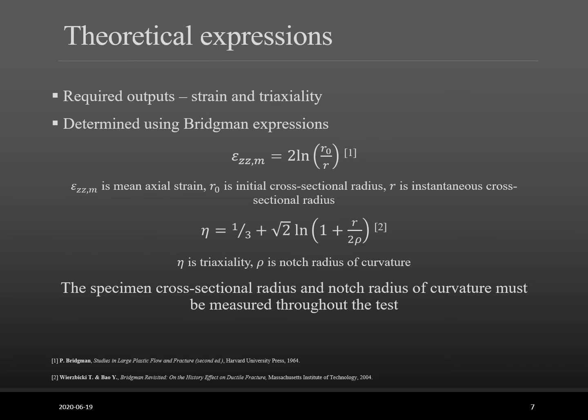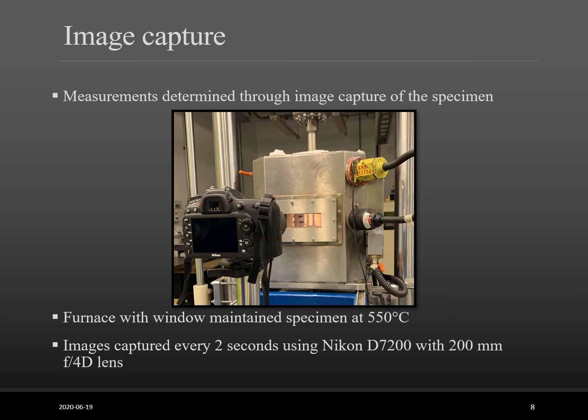The required outputs from the testing were the strain at failure and the triaxiality exhibited in the notch. These values would be determined using expressions derived from the work of Bridgman. In order to determine the strain and triaxiality, it was necessary to take measurements of the specimen cross-sectional radius and notch radius of curvature throughout the test. These measurements were taken through image capture of the specimen.